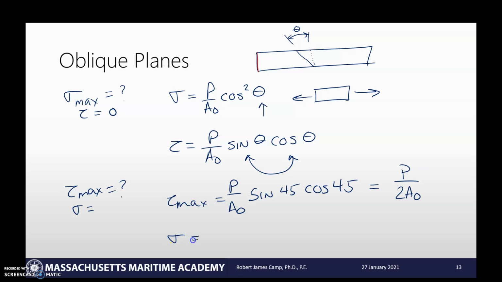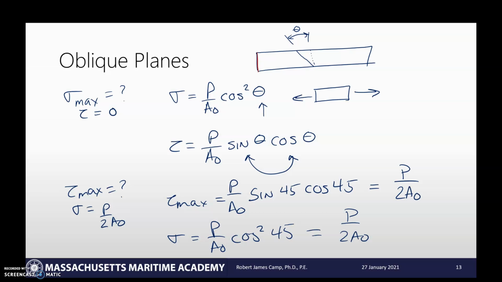So the question is, at maximum shear stress, what is our normal stress? If we go in there, P over A naught, cosine squared of 45. Well, since sine of 45 and cosine of 45 are the same thing, cosine squared of 45 is also going to be the same thing. So at tau max, your normal stress is going to be P over 2 times A naught. So they're going to be equivalent.